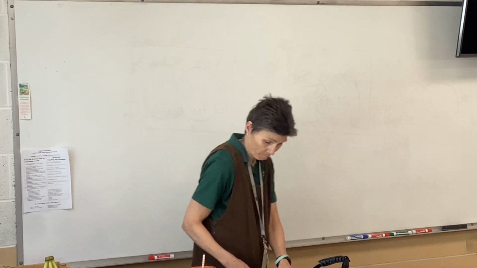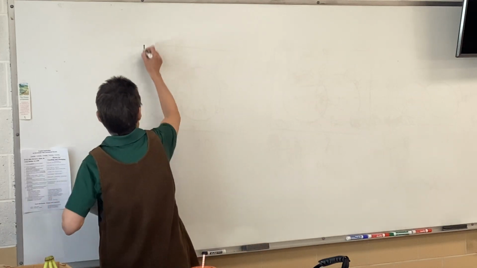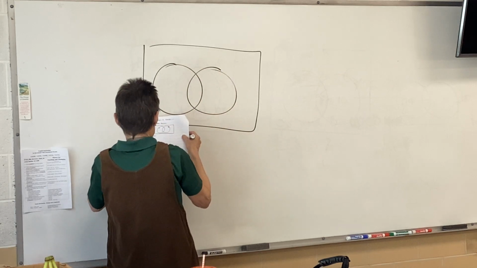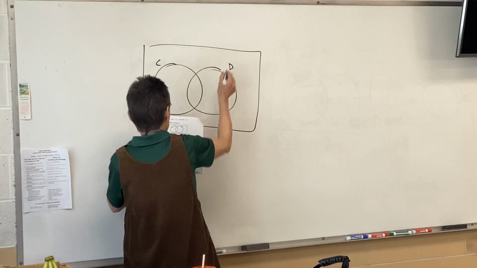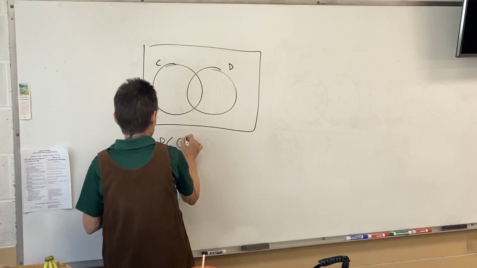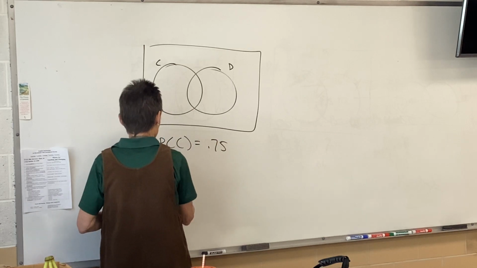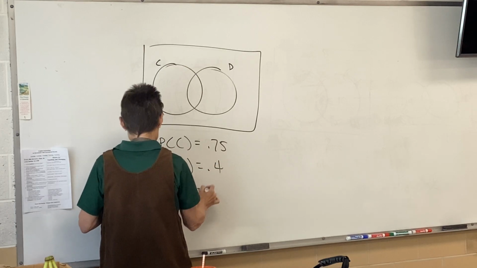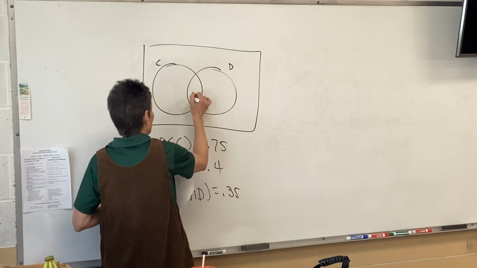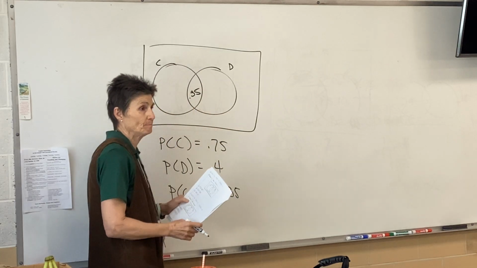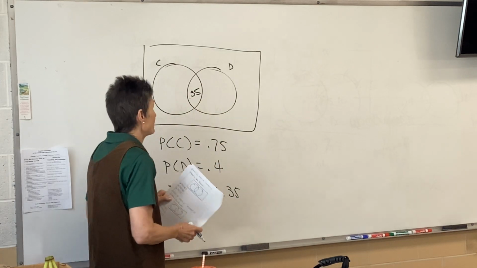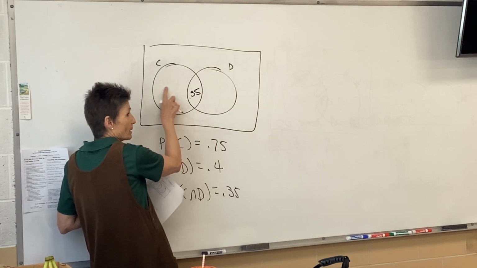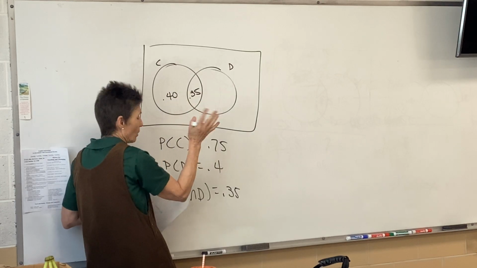Okay, what you got? You got it figured out? So C and D, and the probability of C is 0.75, and D is 0.4, and C and D is 0.35. So that's what we always start with, right? Right there, that overlap. And then from that, now we can figure out D. So what's this section gonna be? 0.40, yeah, or 0.4.